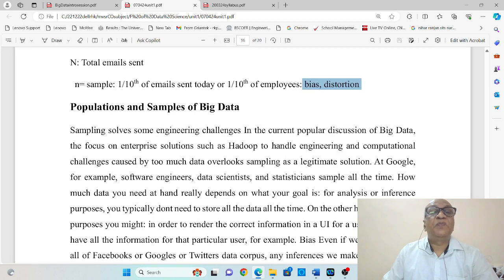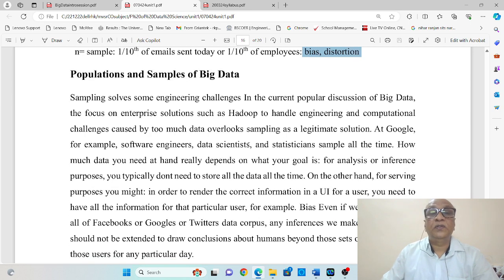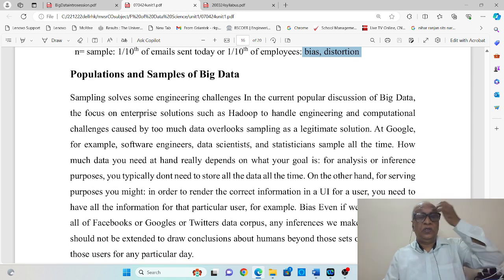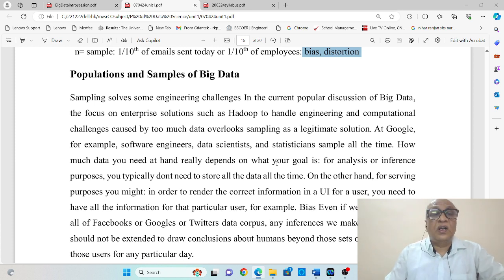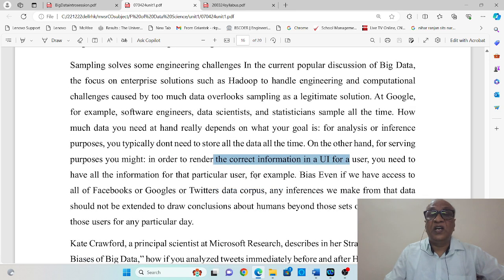Now, the same words population and sample in the context of big data. All the major companies like Google, statisticians as well as data scientists are sampling a lot. That depends totally on whether you need a sample or not. Suppose you are doing some analysis or you want to draw some inference, then you may need a sample. But suppose you want to render a UI, or you want to serve some purpose, then in that case you need the entire data, the entire population.